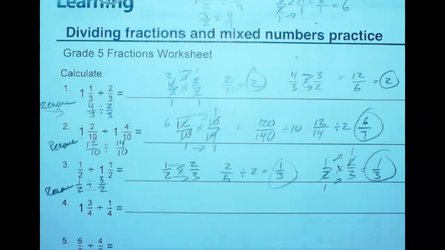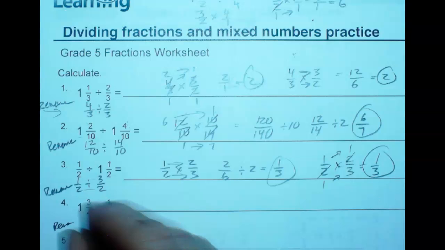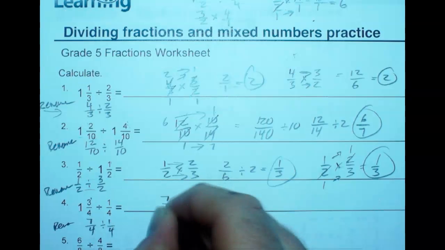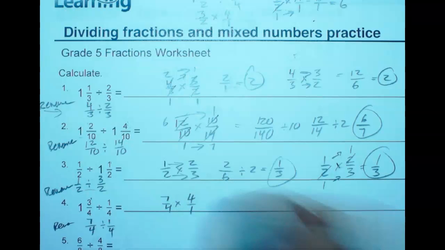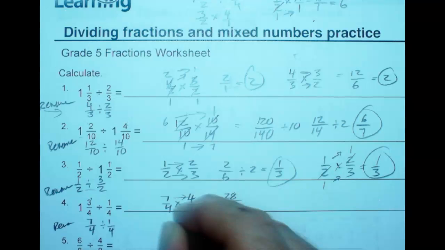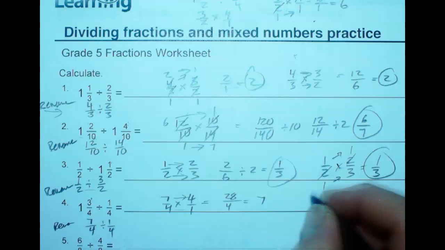All right, last problem, 1 3/4 divided by 1/4. Let's do the rename. 1 times 4 is 4, plus 3 is 7/4. Divided by 1/4. I've renamed it, now I can do the keep, change, flip, 7/4 times 4 over 1. I'll do it both ways. 7 times 4 is 28. 4 times 1 is 4. 28 divided by 4 is 7.